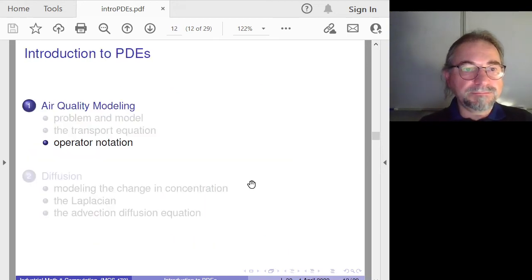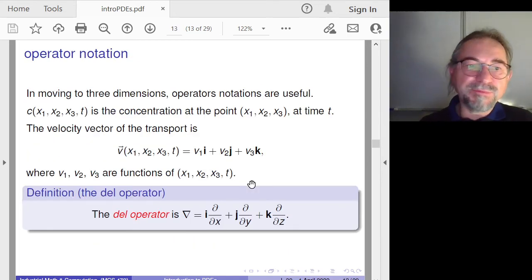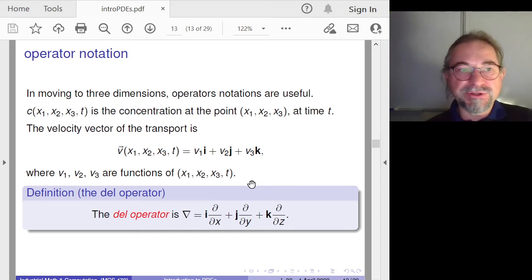Okay, before we get into diffusion, let's see how we can push this further. When we have done something, we can always ask, can we do something more? Can we generalize what we just did? Well, yes, we can. We can move to 3 dimensions, and for that, working with operators is very useful.